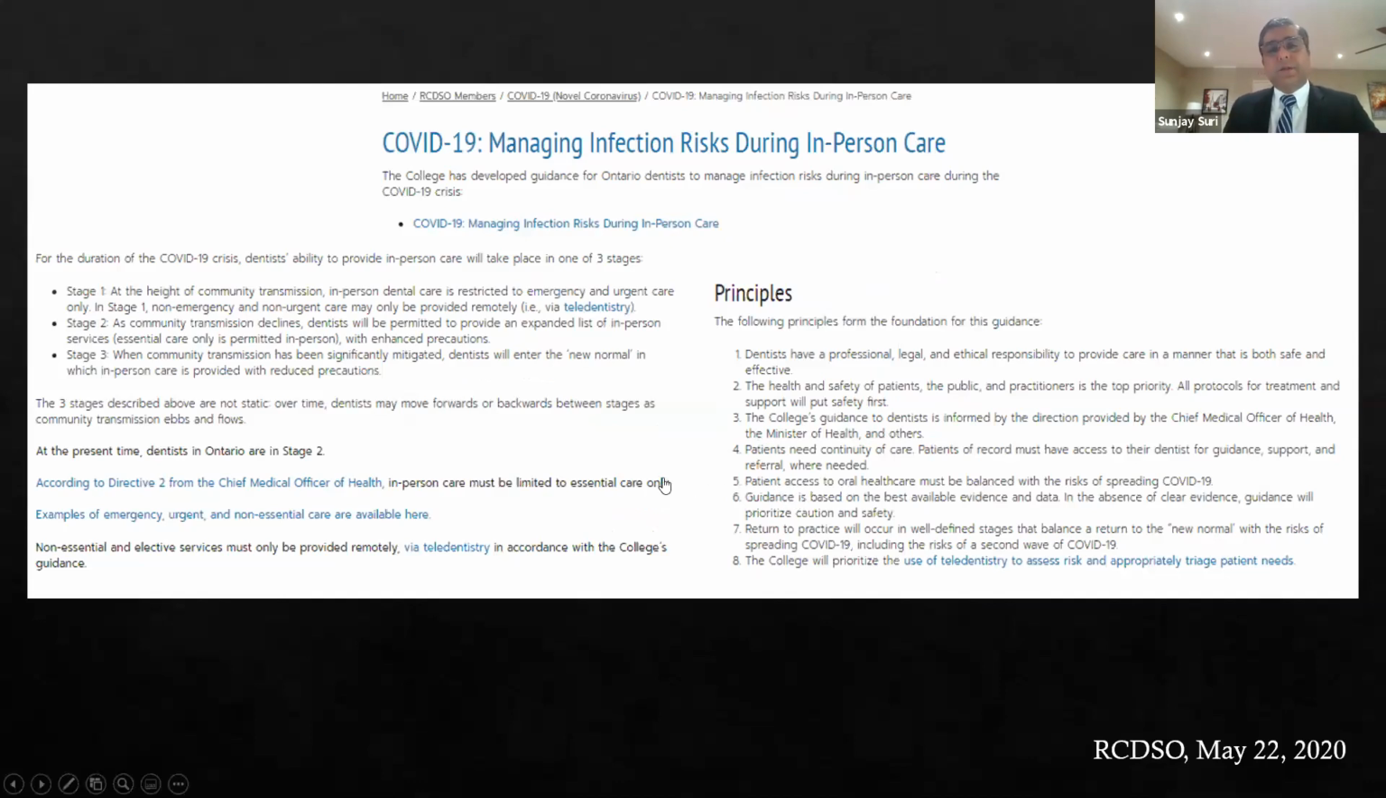Depending upon what stage of the pandemic the individual region is in, what they said then was you should define yourselves as either stage 1, stage 2, or stage 3. Stage 1 is the highest level of community transmission, stage 2 is when community transmission is declining, and stage 3 is when community transmission has been significantly mitigated. This is important to remember: in stage 1, the acute phase, you want to do emergency care only in person. Otherwise, try to focus on the remote management of emergencies. As community transmission declines, you can proceed in a safe manner, taking due regard to precautions and knowing the hierarchy of prevention of disease transmission. Following that, you provide treatment to your patients.